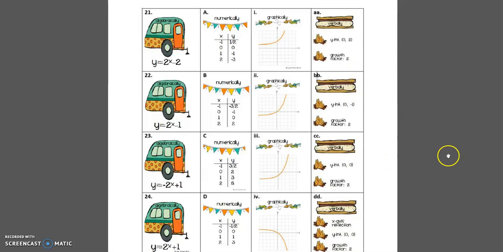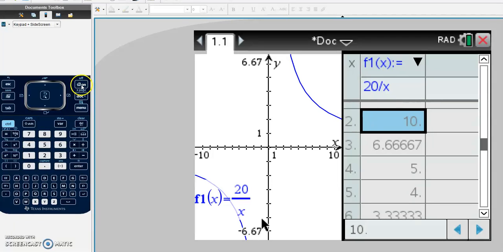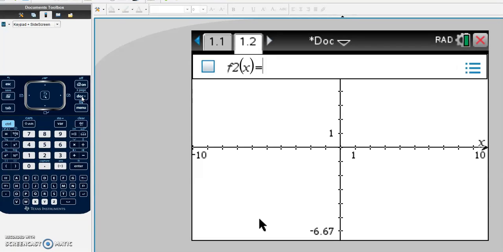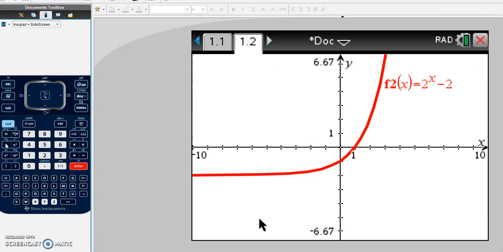in the fourth column. Okay, so easiest thing I would think would be to take the equation and put it into our calculators. So I'm going to pull the calculator up. And let me get to a graph. We'll do Control Doc to get to a new page, and I'm going to add a graph. Okay, so the first problem was y equals 2 to the exponent of x and then minus 2. So 2, and then my exponent is x, and minus 2. So let's see what that looks like graphed.